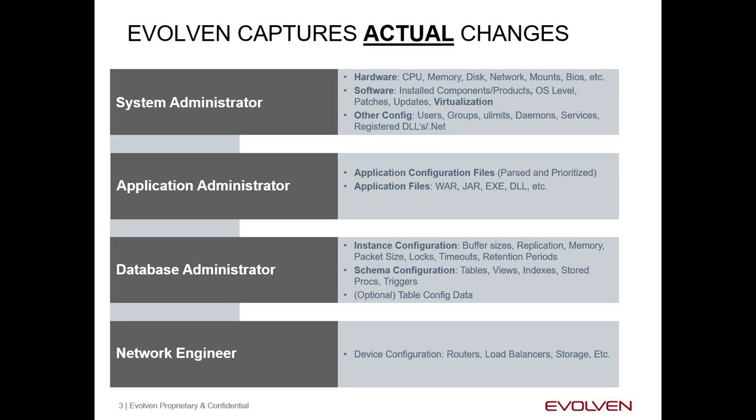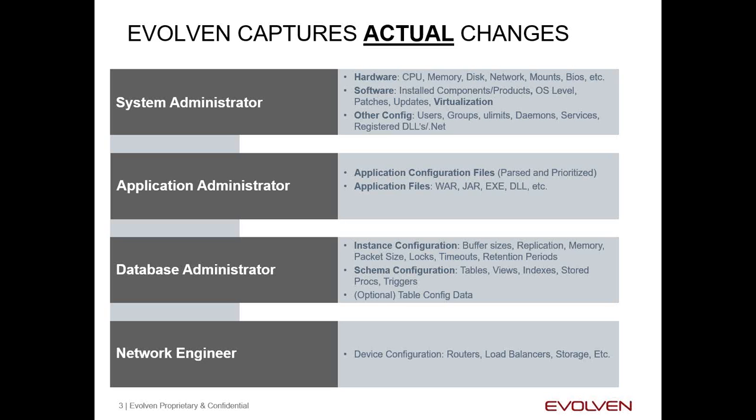Depending on your role and what you're interested in, if you're responsible for the overall system, then you care about things like the hardware or the software that's installed, typically common components, as well as virtualization layers, CPU, memory, all of those kinds of things. If you're on the application side, you may not care about those things, but you care about your application. So both the configuration of the application servers, for example, or database servers, the applications themselves, whether they're WAR files, JAR files, executables. All of those kinds of things are things that Evolvin is capturing for somebody responsible for applications.